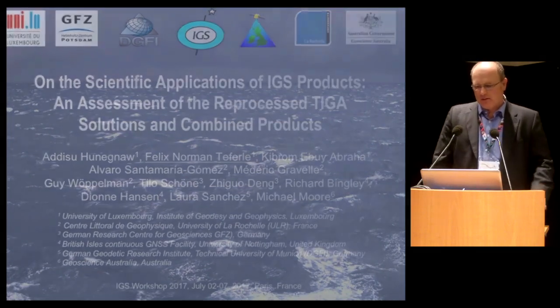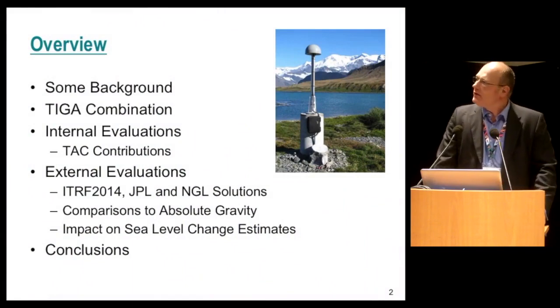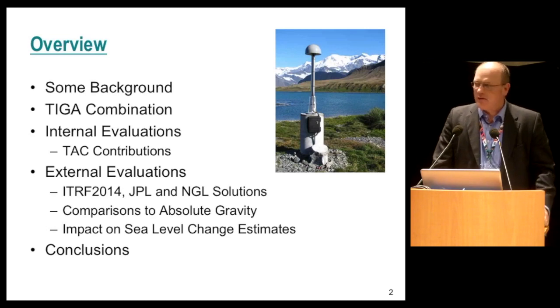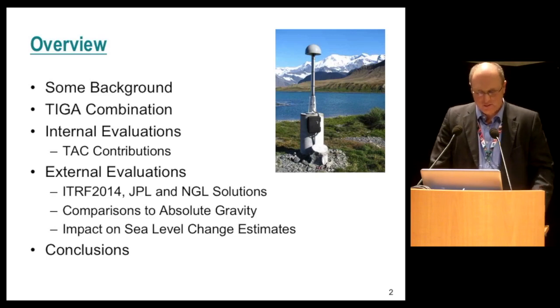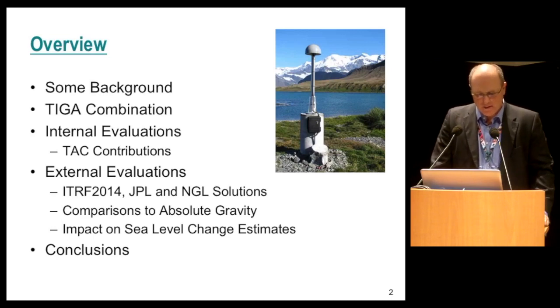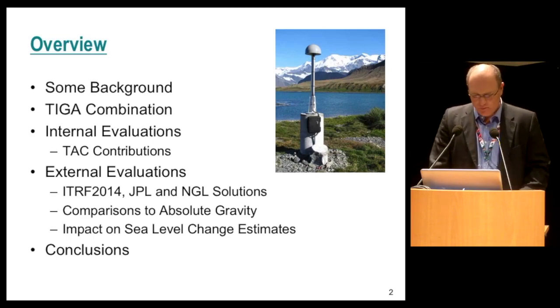I will start off generally with some background. Then I will talk a little bit about the Tiger combination itself, and then about the internal and external evaluations we have carried out. And the external evaluations I call a comparison to ITRF 2014, to the JPL and NGL solutions. So NGL, I have termed it the Nevada Geodetic Laboratory rather than the UNR solution as in the previous talk. And also we have carried out some very quick comparison to absolute gravity vertical rates. And then we actually look at what is the impact on sea level change estimates before we come to the conclusions.